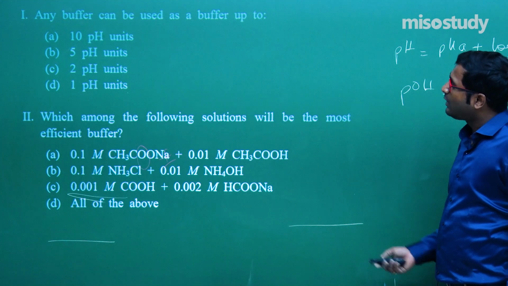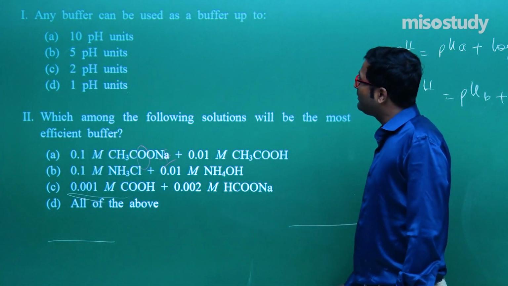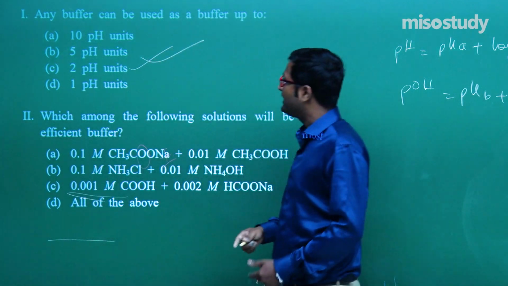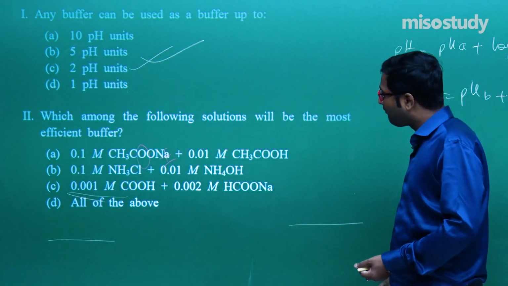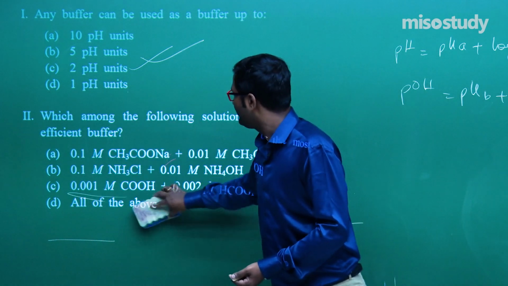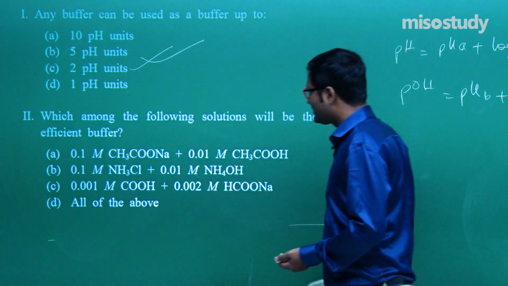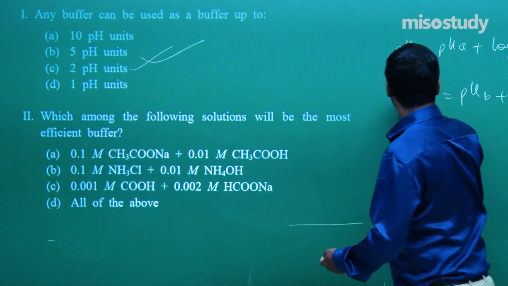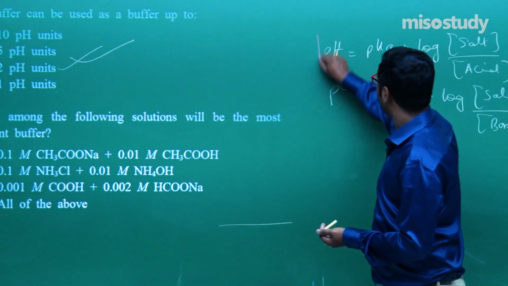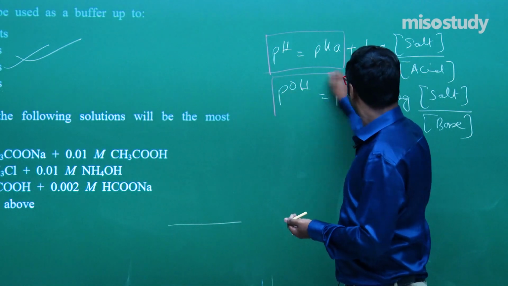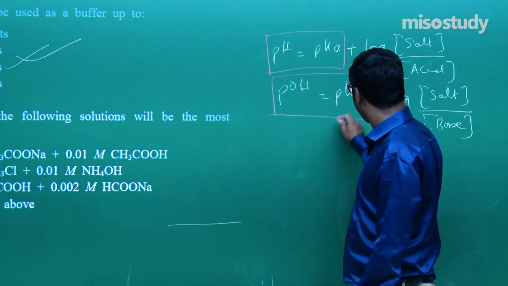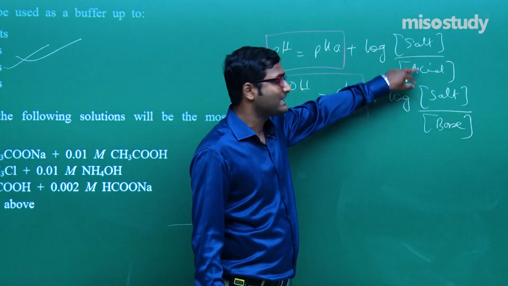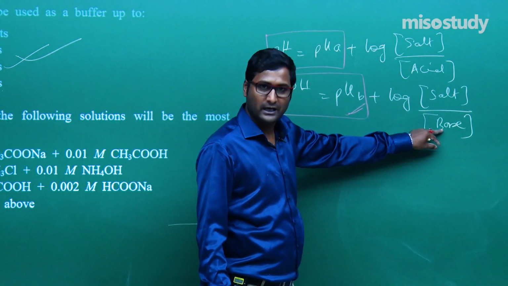Okay. Clear? Now the question is, any buffer can be used as a buffer up to, as I told you, according to the passage, 2 pH units. Simple. Which of the following solutions will be the efficient buffer? What is the efficient buffer? When will it be efficient? When pH is equal to pKa or pOH is equal to pKb. And when will this condition happen? When the concentration of salt and acid is equal, or when the concentration of salt and base is equal.